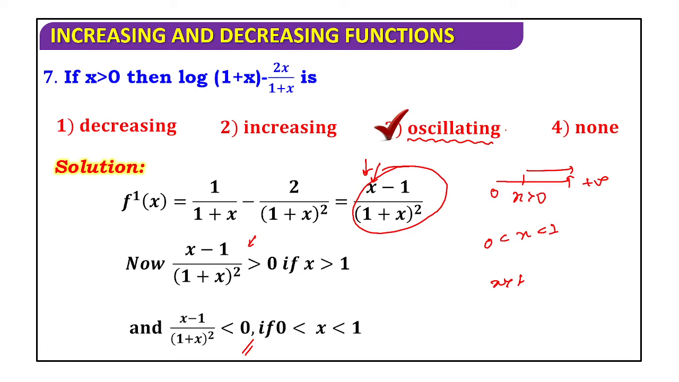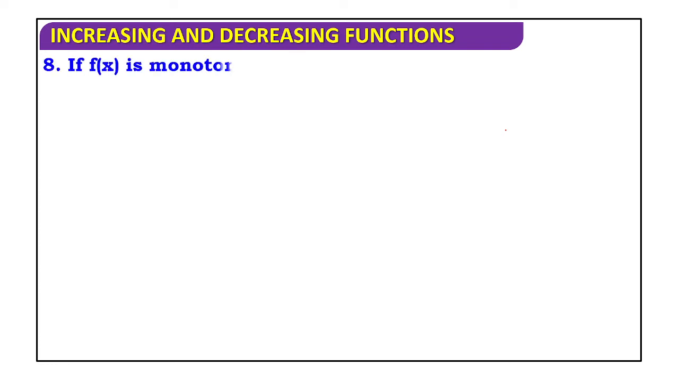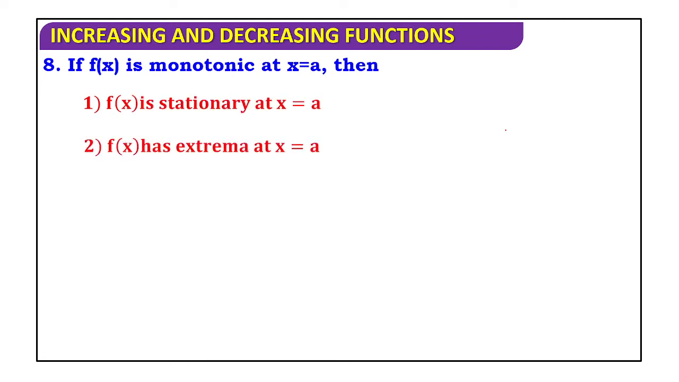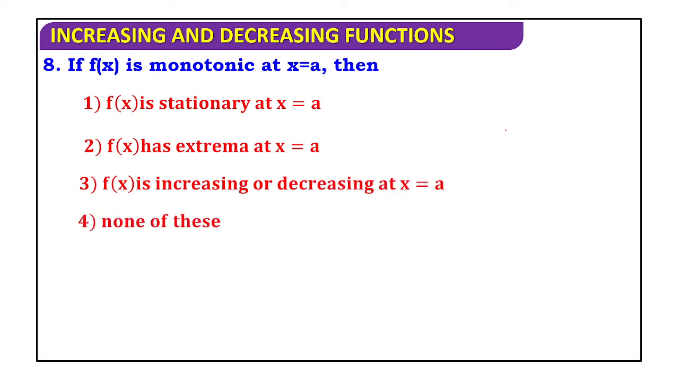So now quickly we can move to problem number 8 about monotonic function. Okay. F of x is stationary at x equal to a. F of x has extreme point at x equal to a. F of x is increasing or decreasing at x equal to a. None of this. So from the definition, you can just say that it is either increasing or decreasing at x equal to a.